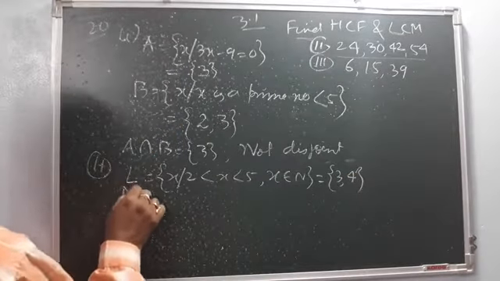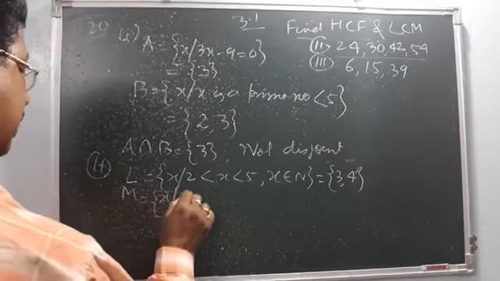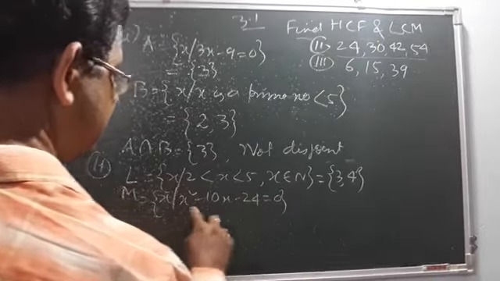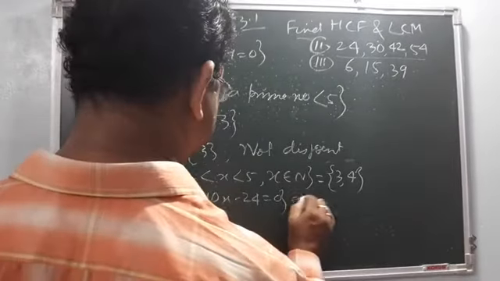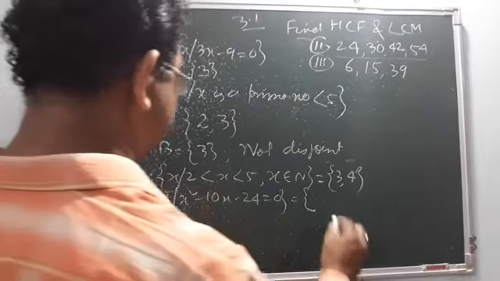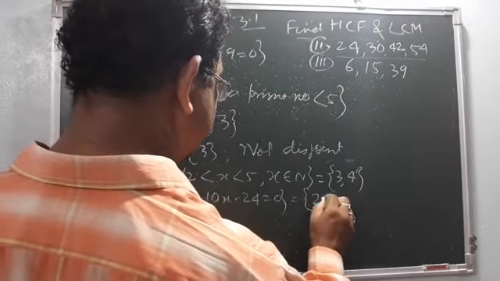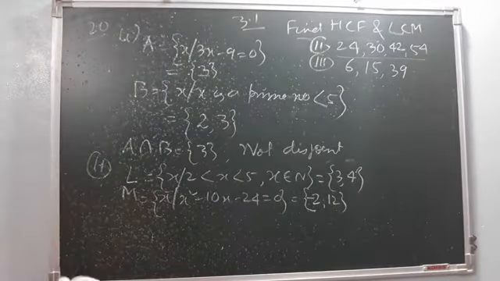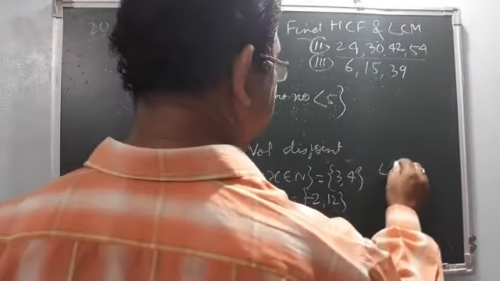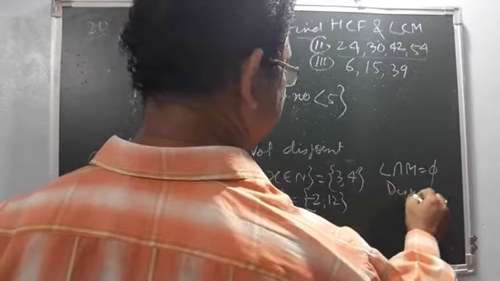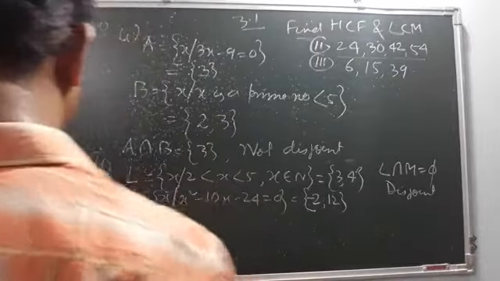Then M, they say it is what? x square minus 10x minus 24 equal to 0. If we do the middle term factor, then we can get the values of x as 2 and minus 2 and 12. Now see that L and M have no common element. It is 5, so they are disjoint. So we can declare that they are disjoint.